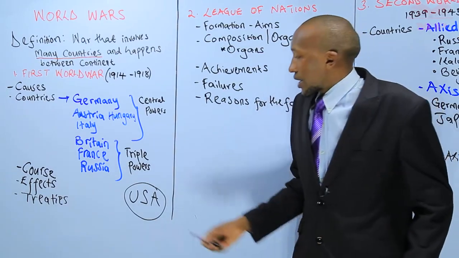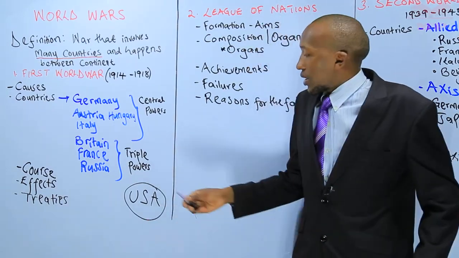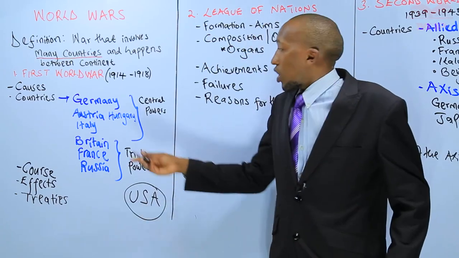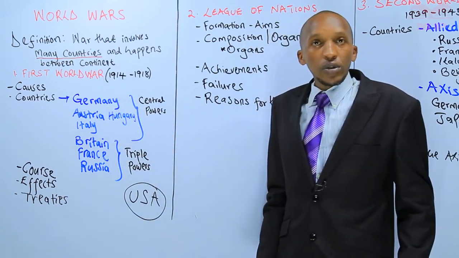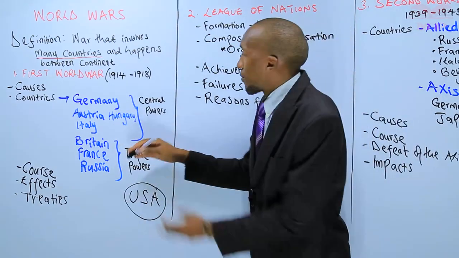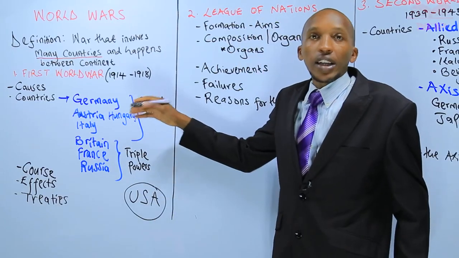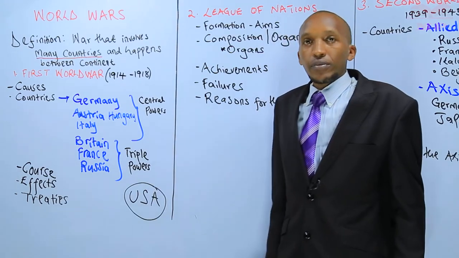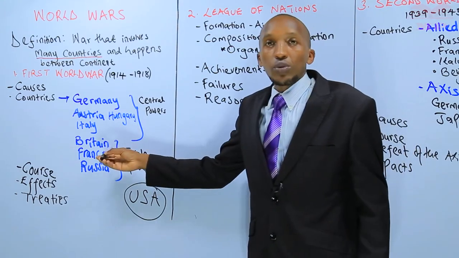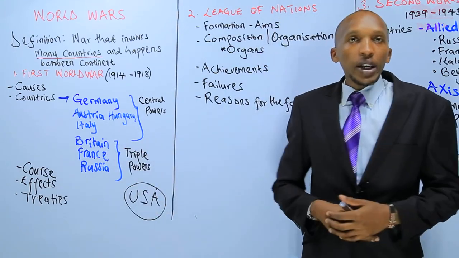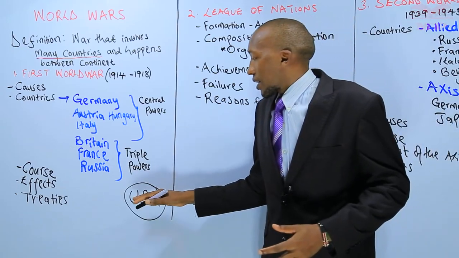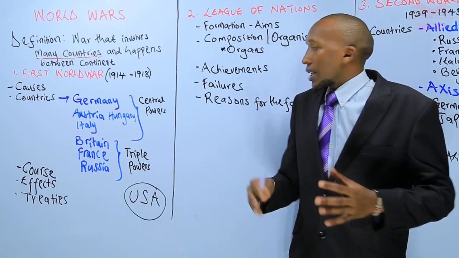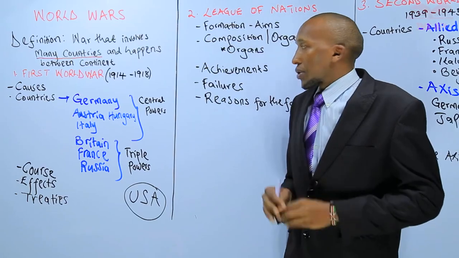One of the reasons why it remained neutral was they were doing business with all these countries. So they could not join either of them to fight against the other, because if you are doing business with Germany, the Britons will also take away your market. So the United States decided they are going to take a neutral position.